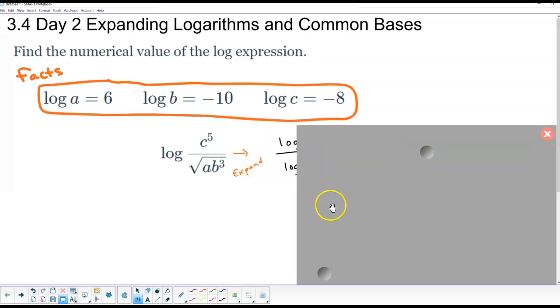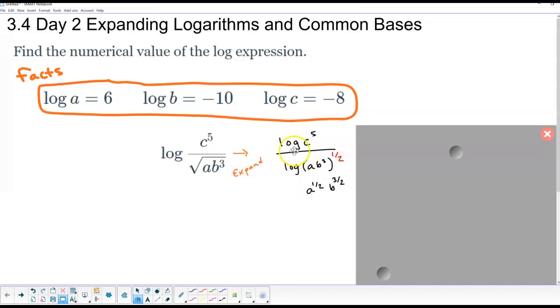So I did this in a couple of steps. First thing we're going to do is we're going to expand. Well, if I have the log of a fraction, I'm going to take the log of the numerator and the log of the denominator. So that turns into the log of C to the 5th power. Now notice, log of C is negative 8. I have to use the property to deal with that 5. I can't just plug in negative 8 right away. And then I don't know what the log of A times B to the 3rd is, so I have to use that property as well.